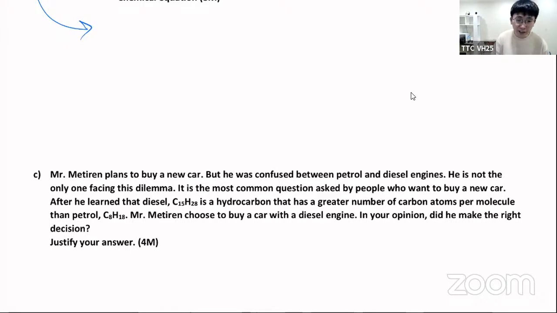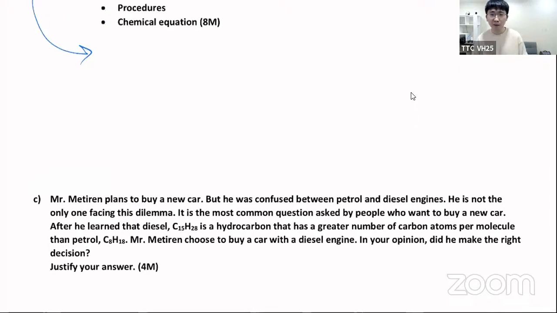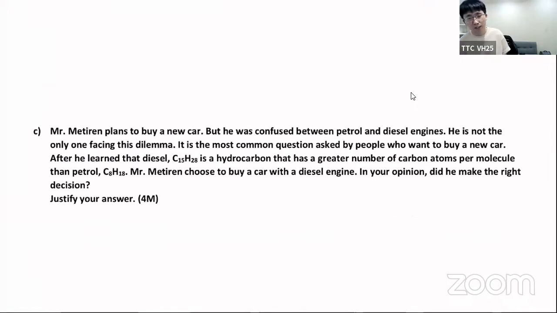Okay, you want to end early, is it? Yes, guys, I want to end early. Because all this is memorizing, I don't want to go through that. But this one can discuss.